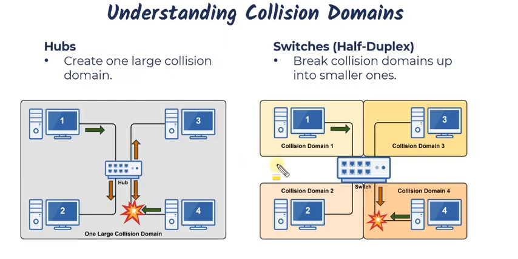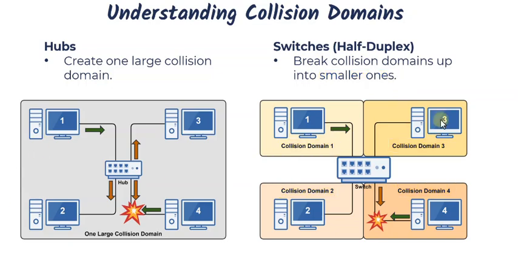So rather than one large one, we have a collision domain here, we have a collision domain here, we have one right here, and we have one right here. So how is this an improvement? Well, whenever you can decrease the size of a collision domain, that increases network performance.